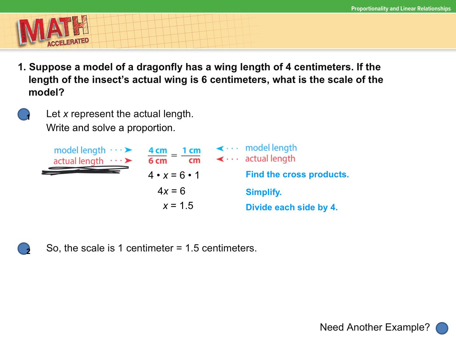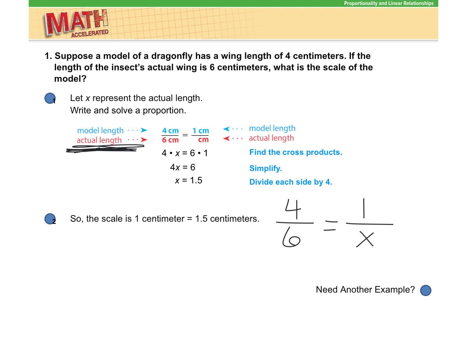So the length of the model is what? 4. The length of the actual is 6. So that's my proportion on one side. To find the actual length, the model, we're going to have 1, always. 1 over, we don't know the actual, so it's going to be x. So we basically just write it how it is and then put an x where the centimeters are.